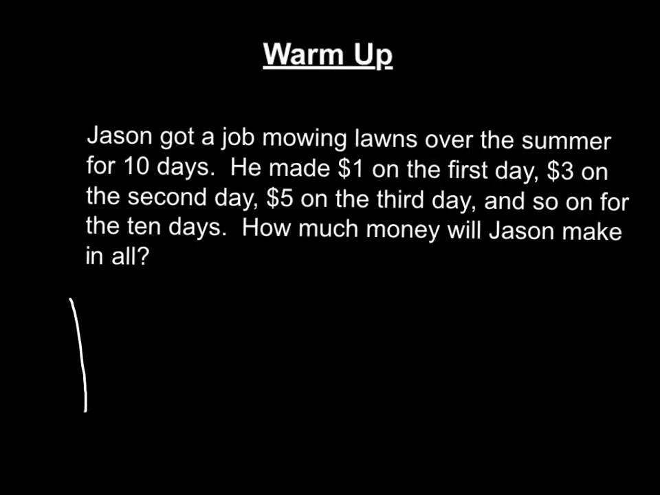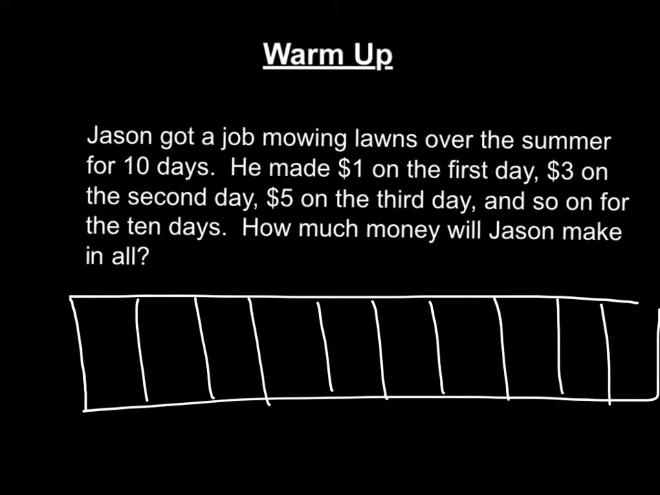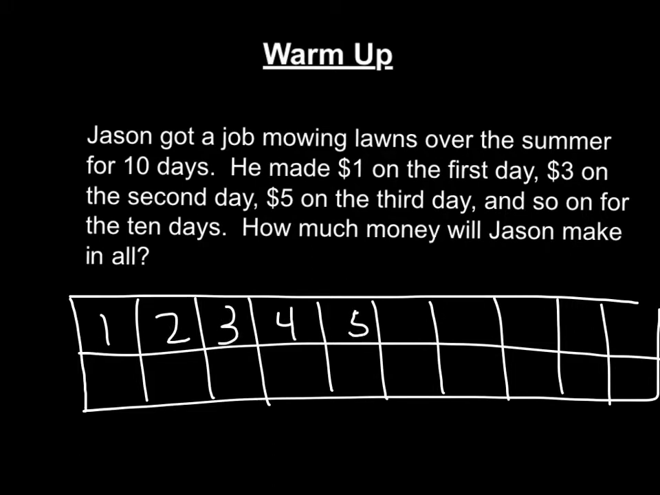One thing we could do is draw out a chart for those 10 days. And for each day, we could write the amount of money he earned. So we already knew on the first day he made $1. The second day he made $3. On the third day he made $5. So if I continued on, what would I need to fill in for the rest of these numbers?